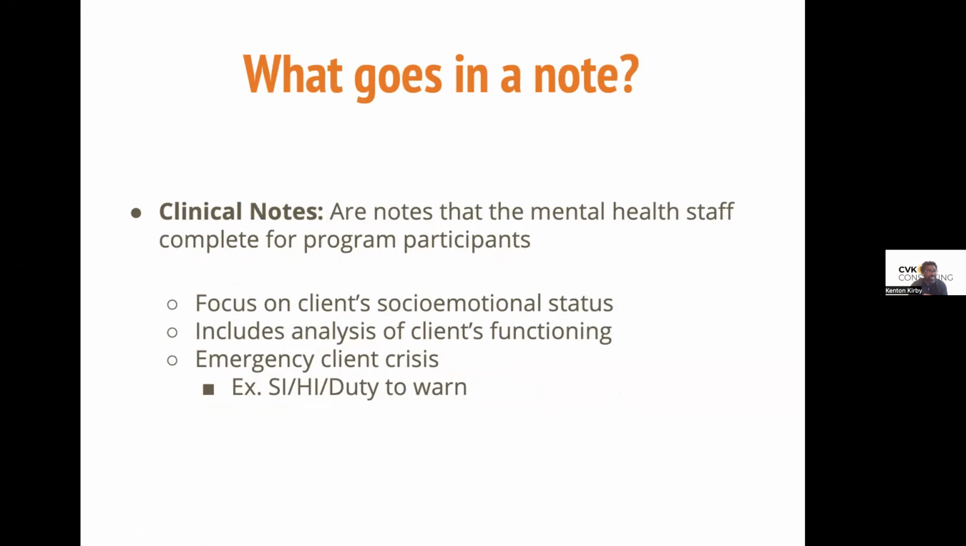And then once again, what do I say? As evidenced by. And then you want to include their functioning, like the analysis of how they're functioning based on the information we're getting from them. And also any sort of emergencies that come up, suicidal ideations, homicidal ideations, threats to themselves or others, some places like duty to warn, right? If they're threatening to harm someone else, that's where we capture that.